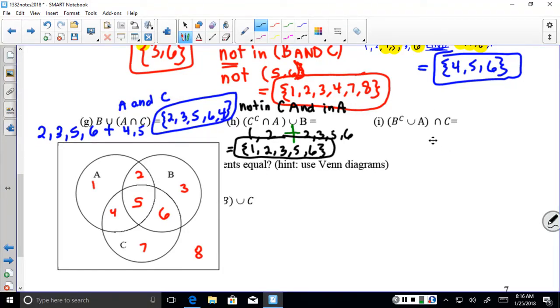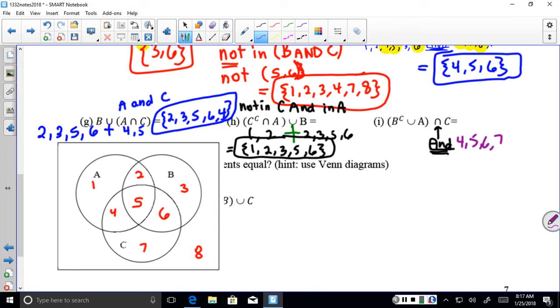So example I, again, we have B complement union A intersects C. Don't even know what that means myself. So we're going to break it in pieces here. The main operation is intersection, so that means and. On the right side of it, we have C. So I'm going to write down all the numbers in circle C: 4, 5, 6, 7.